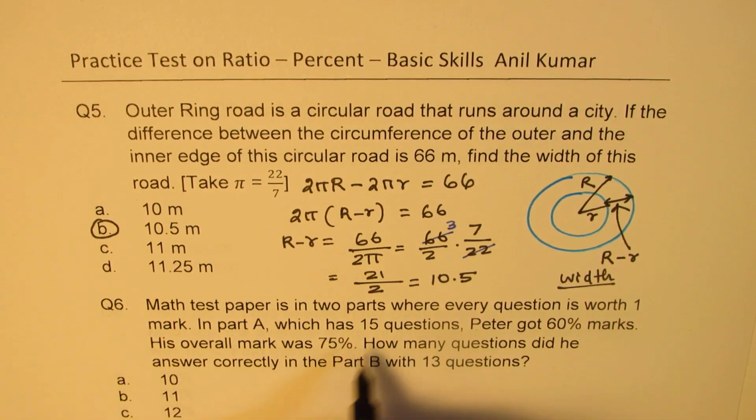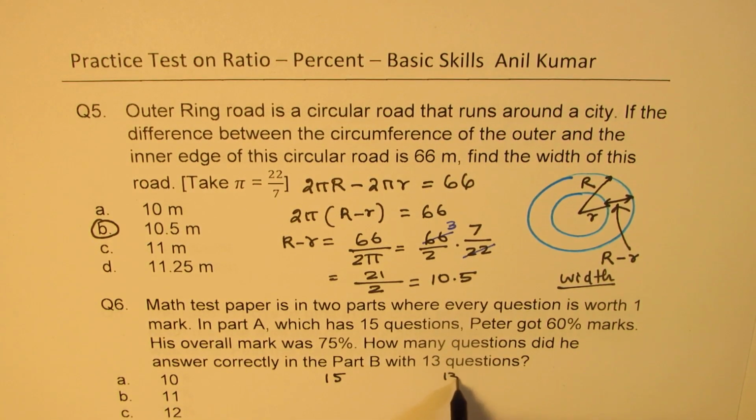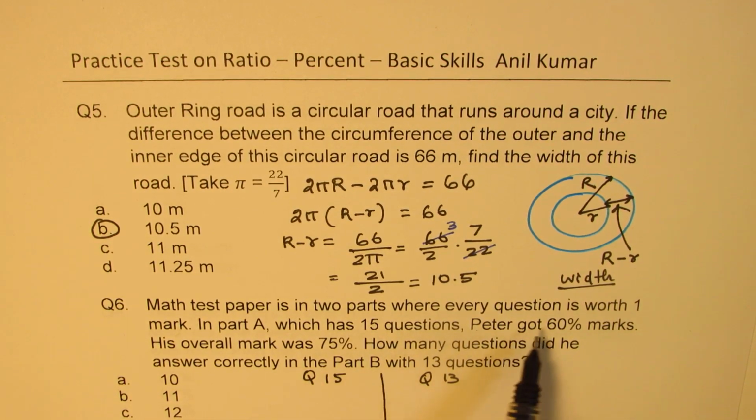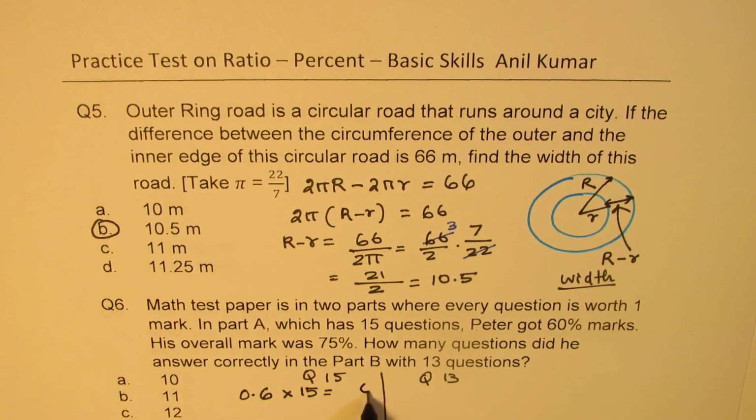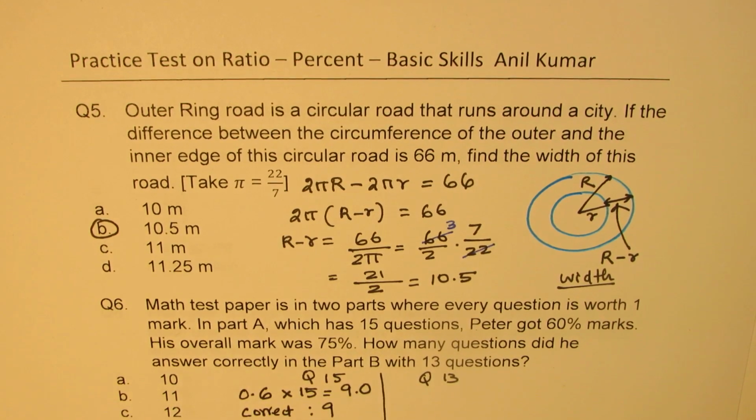Well, that means we have a combination of 15 and 13 questions, right? So in part A, Peter got 60% marks. So 60% means 0.6 of, means multiply by, 15 is how much? 6 times 5 is 30, so with this decimal, 3. Then we get 9. So that means Peter answered 9 correct answers. Do you see? Correct answers are 9. Then only you get 9 out of 15, which is 60%.